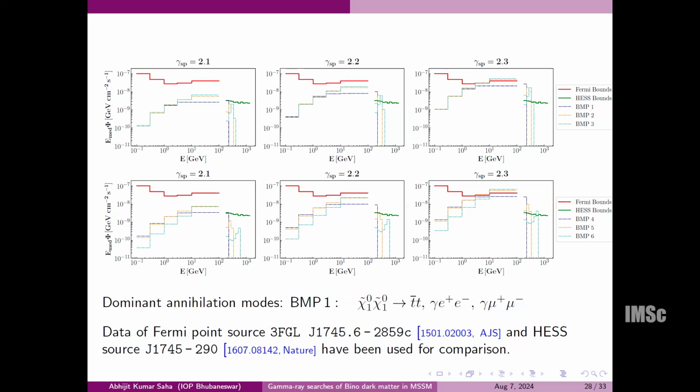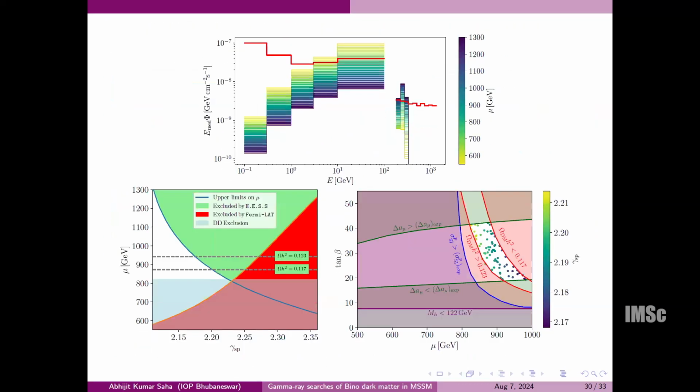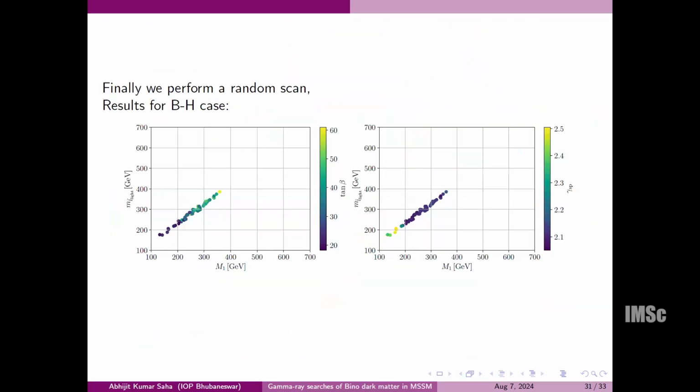So it tells you that indeed a spike can give you either Hess or Fermi exclusion. I'm skipping this. Finally, we did a scan for the Bino-Higgsino case and found only these points which satisfy everything, all bounds, experimental and theoretical. The important thing here is that it's on the y-axis.